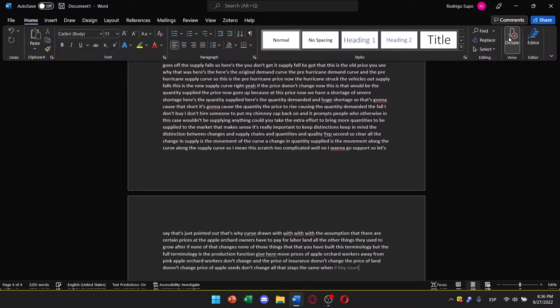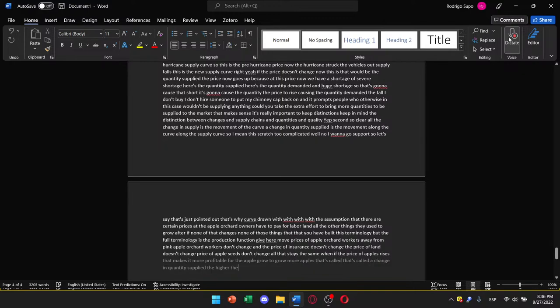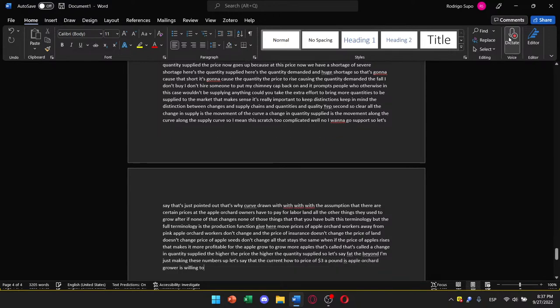if the price of apples rises, that makes it more profitable for the apple grower to grow more apples. That's called a change in quantity supply. The higher the price, the higher the quantity supply. Okay? So let's say, I'm just making these numbers up, that at a price of $3 a pound, this apple orchard grower is willing to sell each month 100 pounds of apples. Okay?